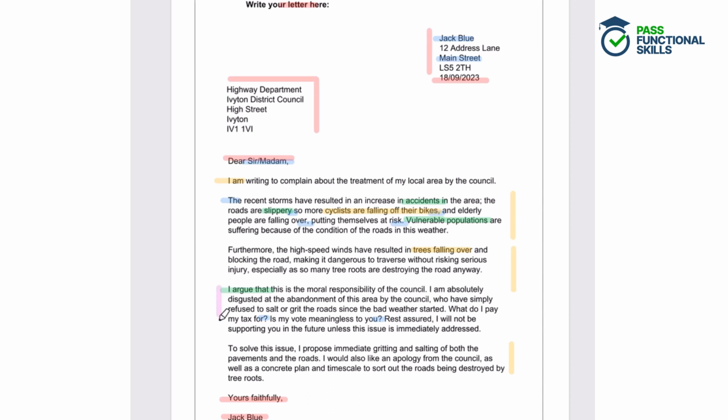So, for example, in this paragraph, they've said, I argue that this is the moral responsibility of the council. So they're saying that the council should be responsible for the problems. And then they have linked this to the next sentence where they say, I am absolutely disgusted at the abandonment of this area by the council, who have simply refused to salt or grit the roads since the bad weather started. So we're talking about the council and how they should be responsible in both of these sentences here. And in the second one, we've added more detail about what the problem is. They are not gritting or salting the roads.